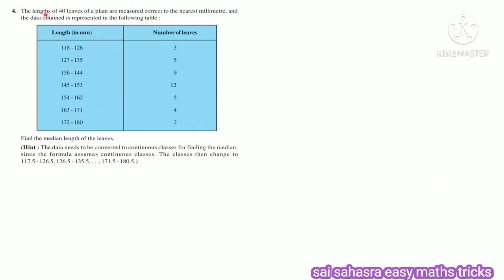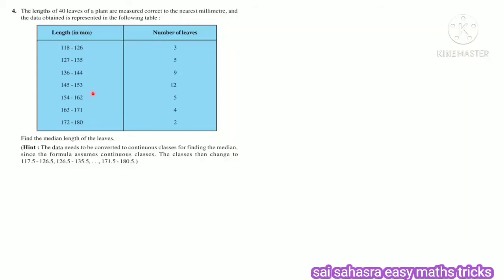Question number 4. The lengths of 40 leaves of a plant are measured correct to the nearest millimeter, and the data obtained is represented in the following table. So 118 to 126 millimeter: how many leaves are there? 3 leaves are there. Like that, 172 to 180 millimeter, 2 leaves are there. This is the data given in our table.